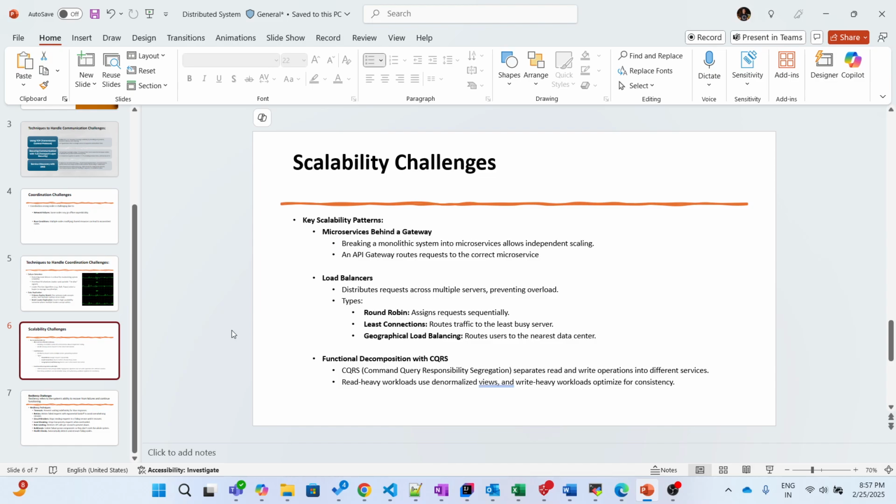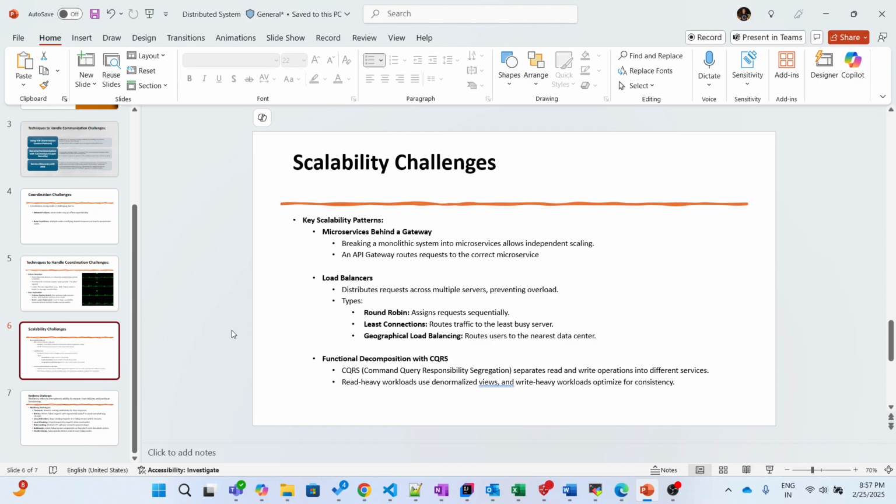So one is breaking down the monoliths into microservices, allowing them to scale independently. This is the strangler pattern, where you break down the monolith into multiple microservices, and you have an API gateway in front of it, which routes the request to the correct microservice. So that is one key scalability pattern, and another one is the load balancer.